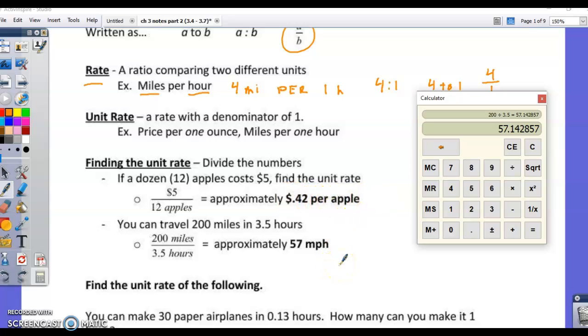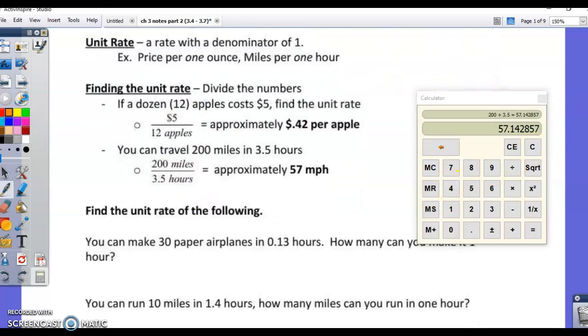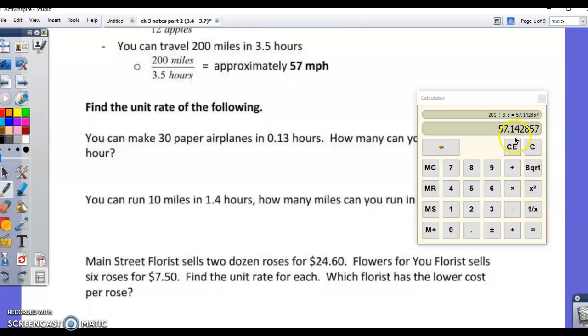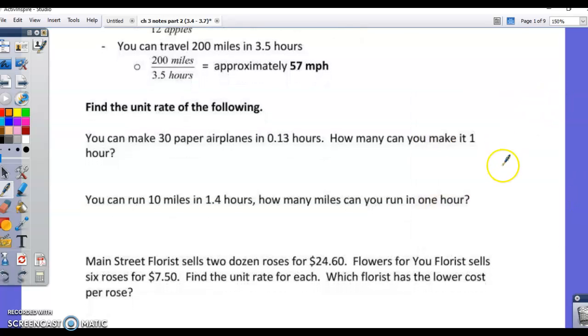All right, so if you flip it, you can find hours per mile. How many hours would it take you to run 1 mile? It might not make as much sense, but you would just put the 3.5 on the top and the miles on the bottom. So when you're setting it up, whatever you're trying to find per unit, make sure that it's written from top to bottom. So here's a couple examples of how to find unit rates of something.